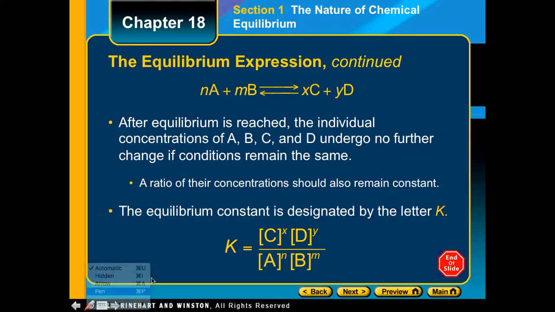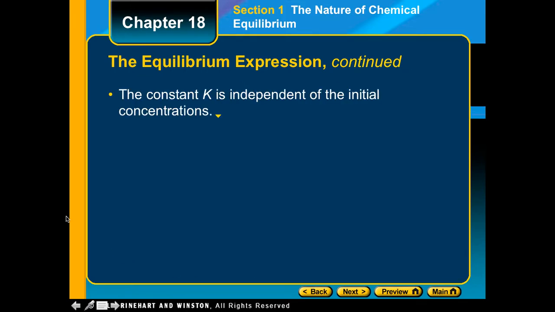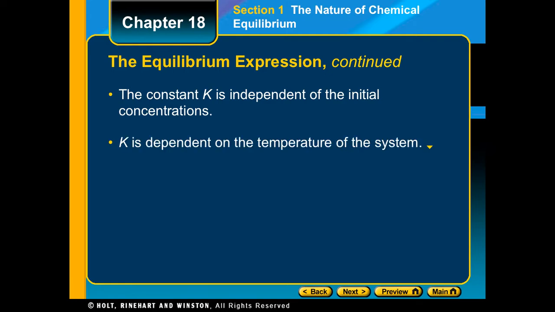Again, to be repeated, each is raised to the power of number of moles in the balanced chemical equation. Here is X, Y, also N and M. The constant K is independent of the initial concentrations. It is dependent on the temperature of the system.